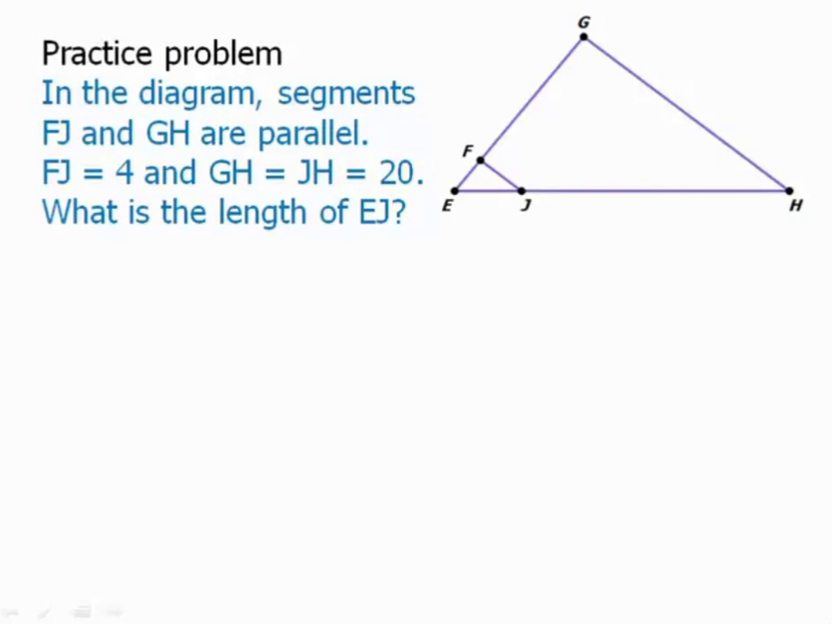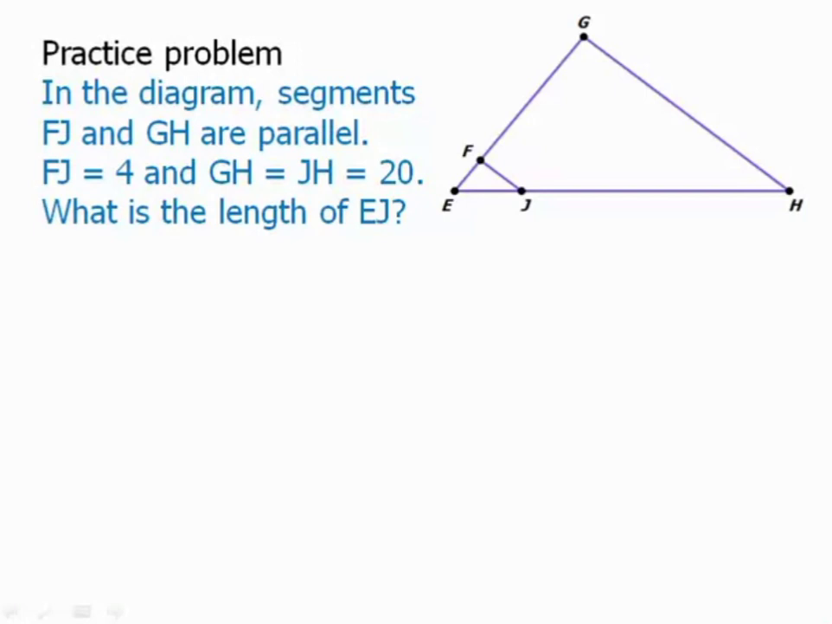Here's a practice problem. Pause the video and then we'll talk about this. Okay, so we have a segment that's parallel to the side, so we know that we have two similar triangles. FJ equals 4, that little segment, and GH, and also JH equals 20. So GH is that opposite side, JH is part of the side, and we want to find the length EJ.